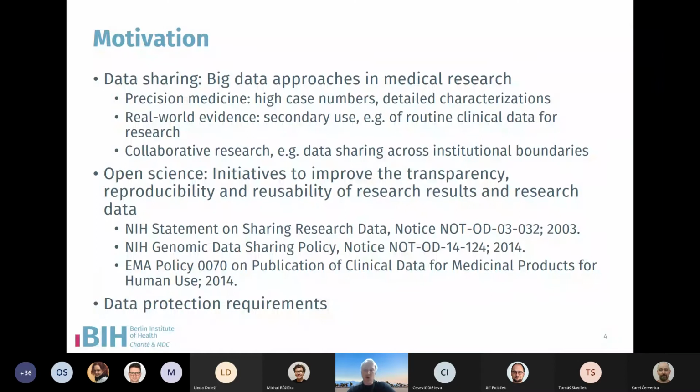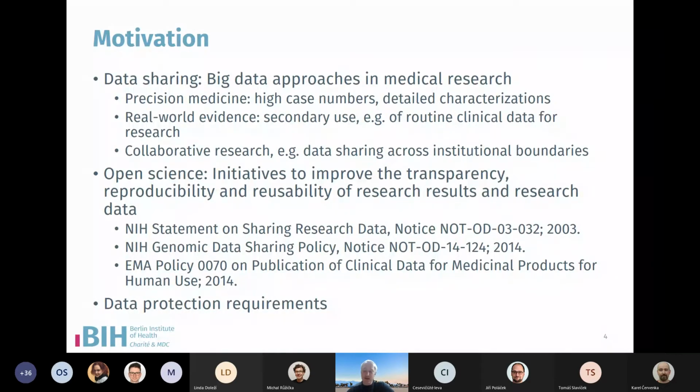And also, this often involves the secondary use of healthcare data for research purposes. And these are all areas where data protection and then also anonymization can play an important role to make those research processes a reality in the first place, basically.